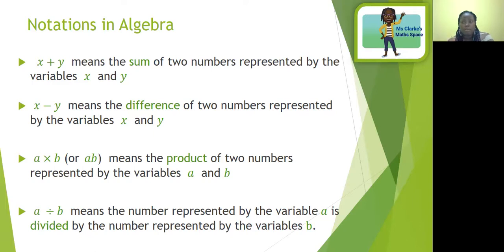Moving on to the third point, where we really stopped off there, is a multiplied by b, which we know that we could shorten to ab, would mean the product of two numbers represented by the variables a and b. And we know that product is the same thing as saying multiplication, to multiply, right? Fourth point on the notations in algebra, we have a divided by b, which would mean the number represented by the variable a is divided by the number represented by the variable b. And we'd end up getting a fraction or something like that, right?